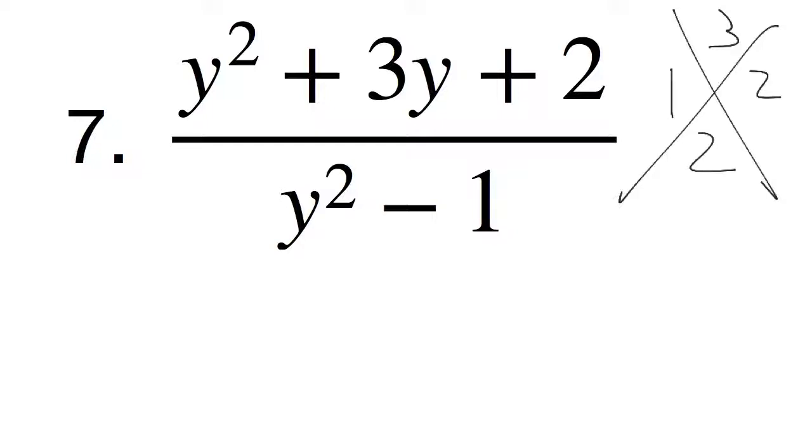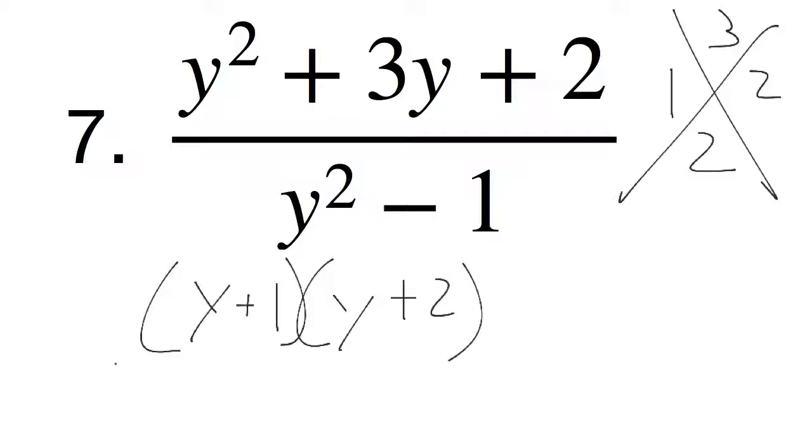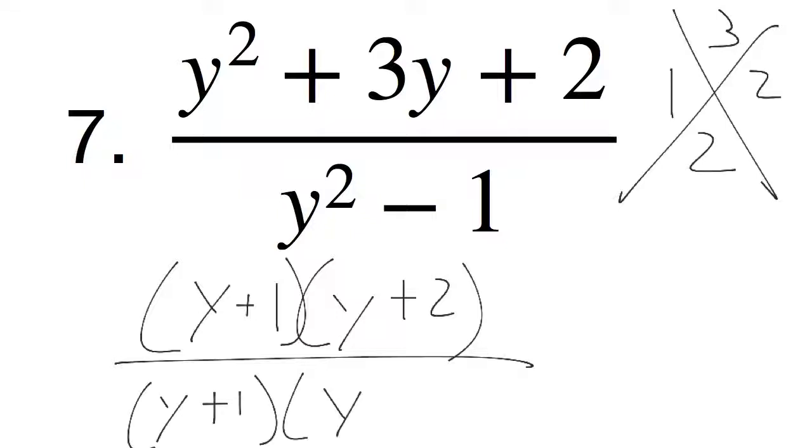So therefore, on the bottom, it's going to be (y + 1) over, multiplied by (y + 2). Then this, y squared minus 1, that's going to be the difference of squares, so it's (y + 1) and (y - 1). Cancel, cancel. We get just this as the answer.